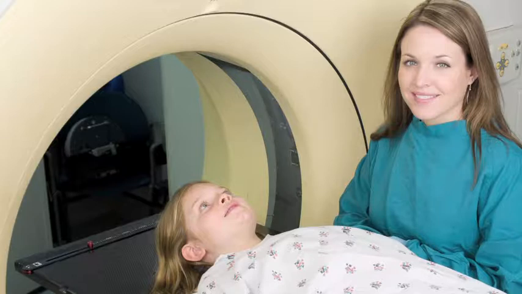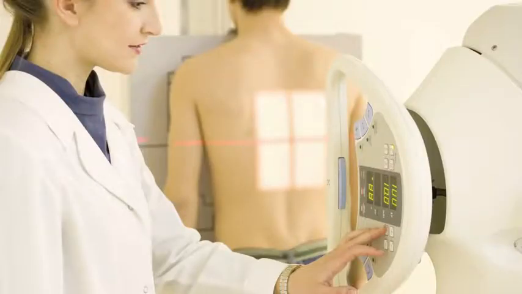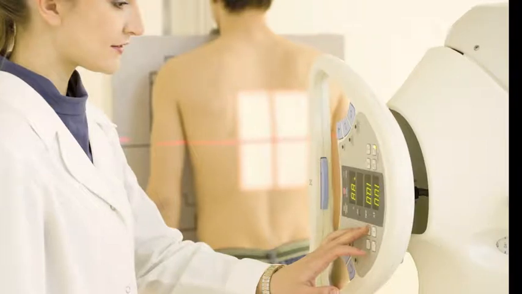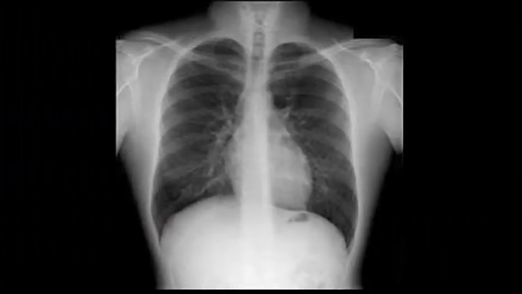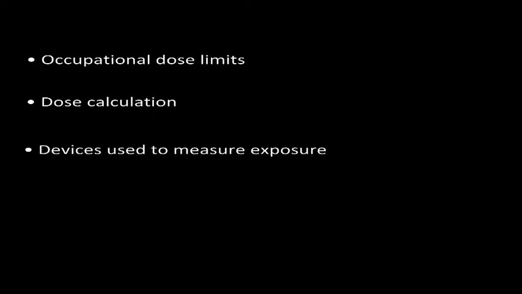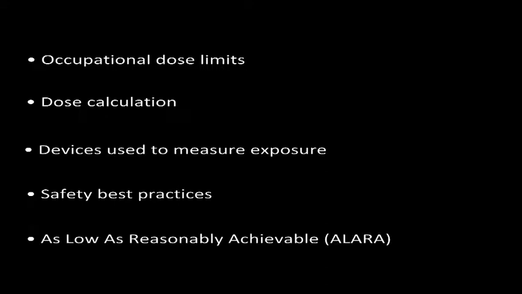Radiologic technologists and ancillary staff who work with or near ionizing radiation face possible short and long-term effects of occupational radiation exposure. Further, radiologic technologists must minimize unnecessary exposure that risks the patient's safety while achieving the best possible image or outcome. This video reviews occupational dose limits, dose calculation, devices used to measure exposure, and safety best practices that can help technologists keep radiation exposure as low as reasonably achievable for them and their patients.